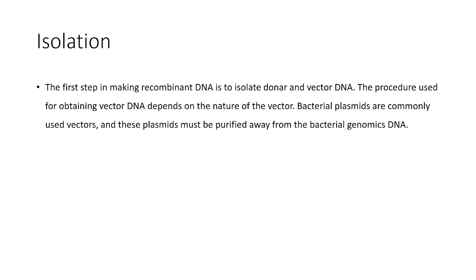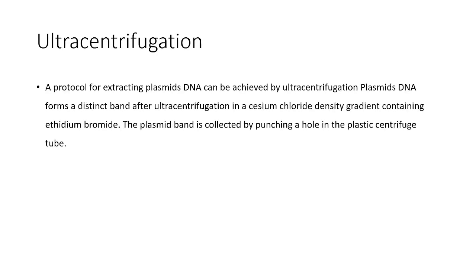So, to the isolation, the first step of making this recombinant DNA is to isolate the donor and the vector DNA. This procedure is used for obtaining the vector DNA. That depends on the nature of the vector. The bacterial plasmids are commonly used vectors, and these plasmids are purified away from the bacterial genomic DNA. So there is a protocol for isolating the plasmids from the genomic DNA, such that there is no genomic or chromosomal DNA contamination. That is the own DNA of that particular bacteria.